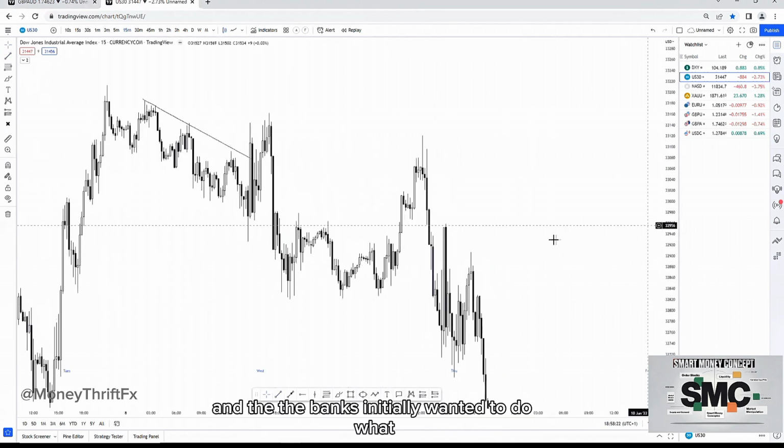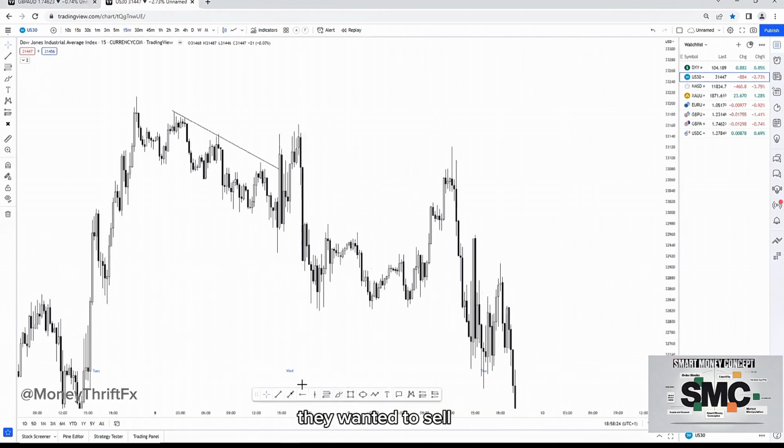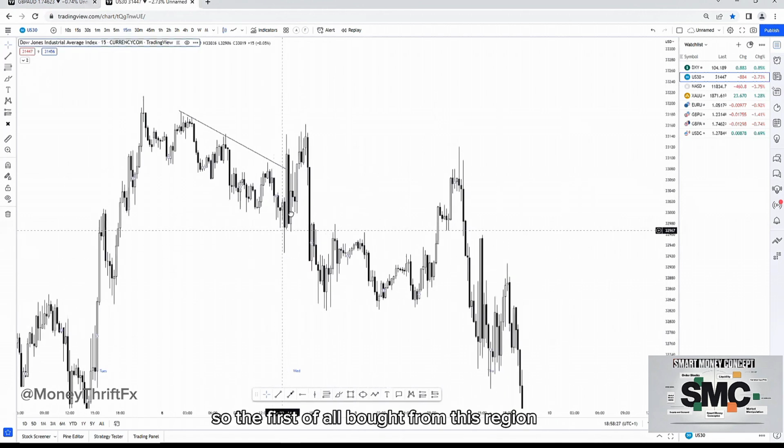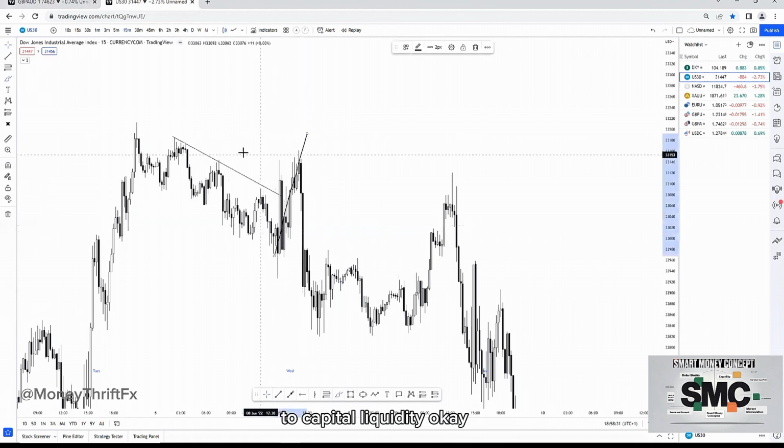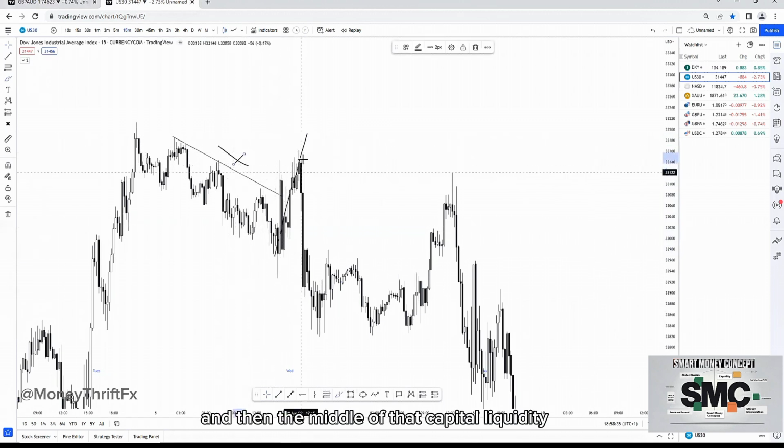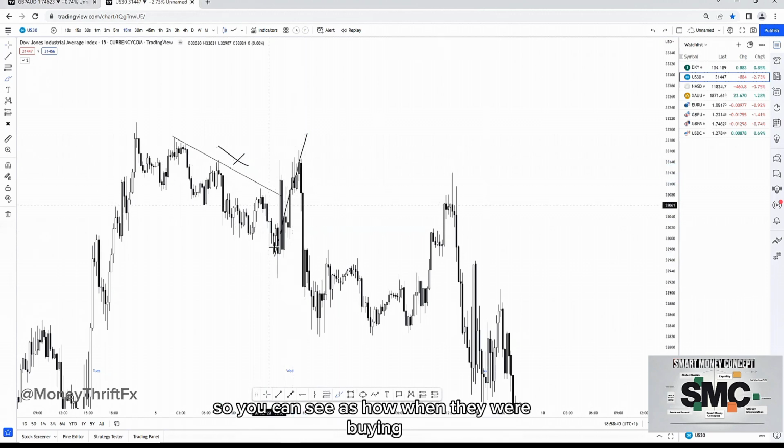And then the banks initially wanted to do what? They wanted to sell. So they first of all bought from this region, buying to capture liquidity. And then immediately after capturing liquidity, can you see this strong several candle? When they were buying, you can see how they were struggling to buy, but they just came up buying to capture liquidity before they initiated their original sell position.